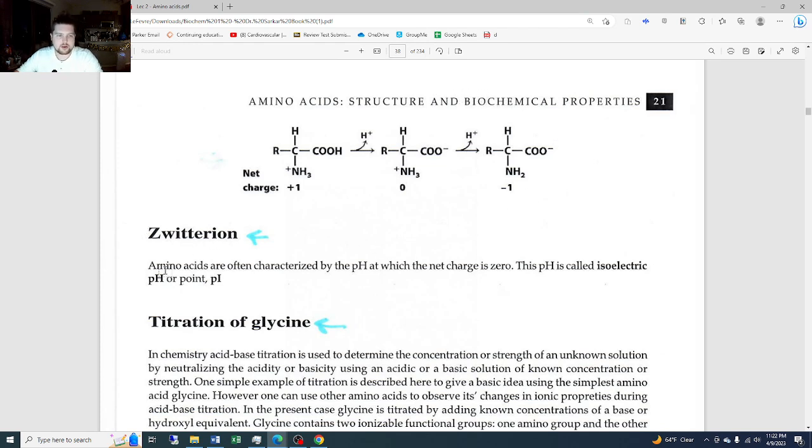So a little bit more on the Zwitterion. The amino acids are often characterized by the pH at which the net charge is 0. This pH is called isoelectric pH, or the isoelectric point, PI. You'll see on a lot of the science courses, there's just a lot of AKAs for stuff. Knowing the AKAs is really, really important when understanding questions. So this pH, the isoelectric pH, or the isoelectric point, is when the net charge is 0.